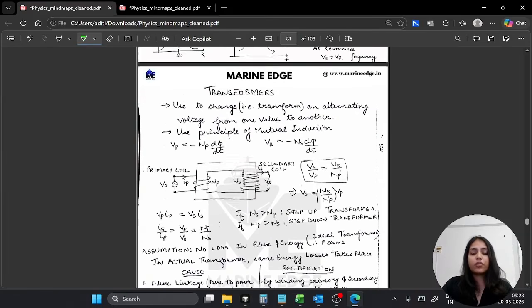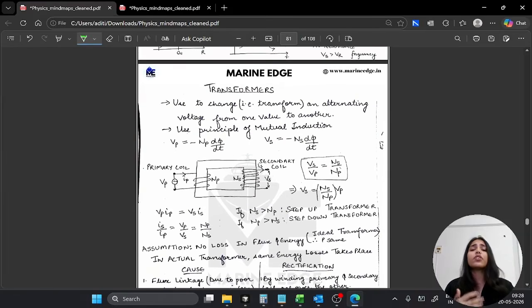Then we have transformers. Now, transformers are used to change the amount of voltage when we move from one coil to another. So, let's say in this primary coil, the voltage is Vp, and there are Np number of turns in this. And in the secondary coil, we want to reduce or increase the amount of voltage. So, that will be the secondary coil voltage Vs, and there are Ns number of turns in this coil. So, Vs by Vp is equal to Ns by Np. Ns is the number of turns in the secondary coil, and Np is the number of turns in the primary coil.